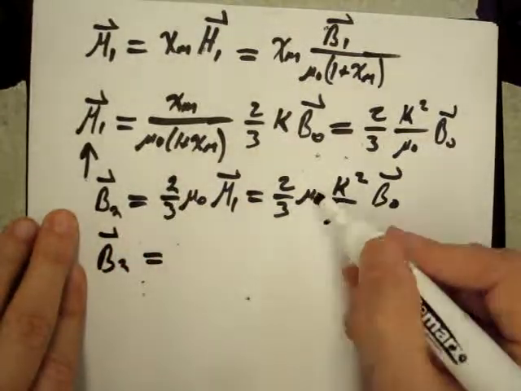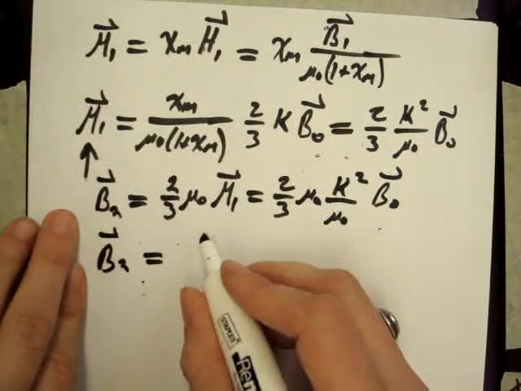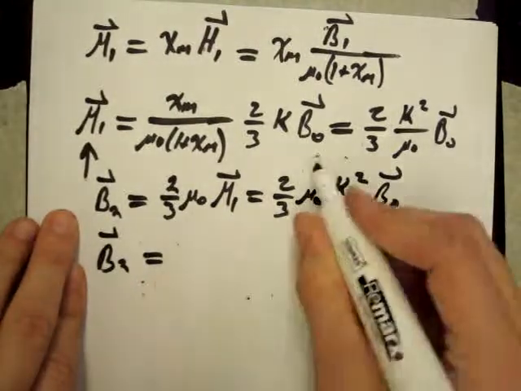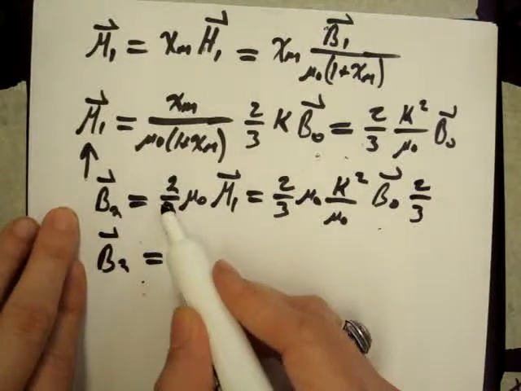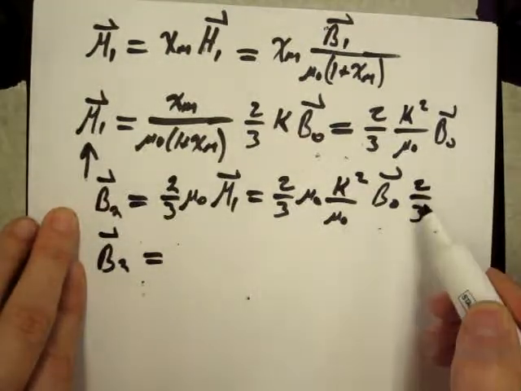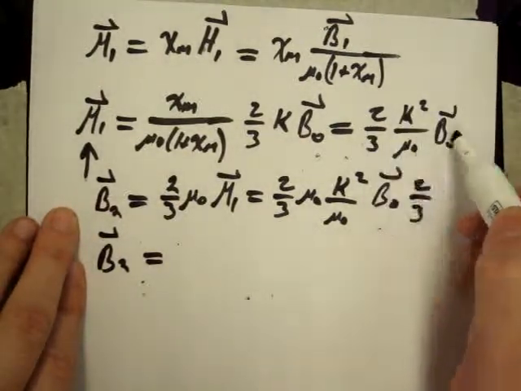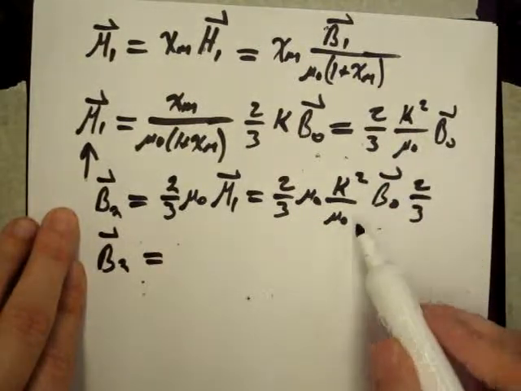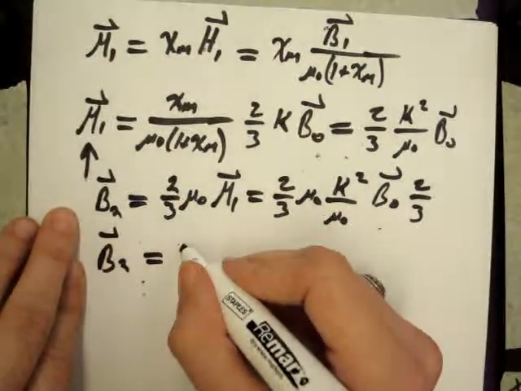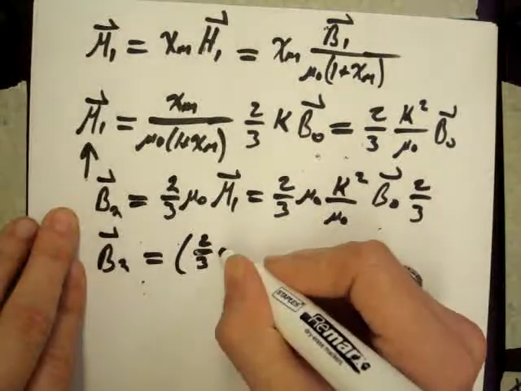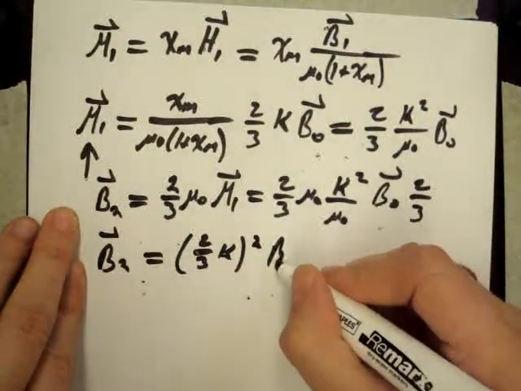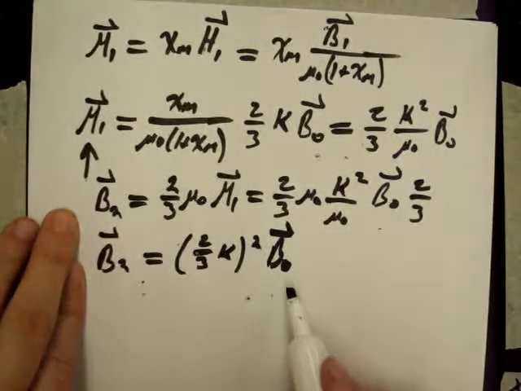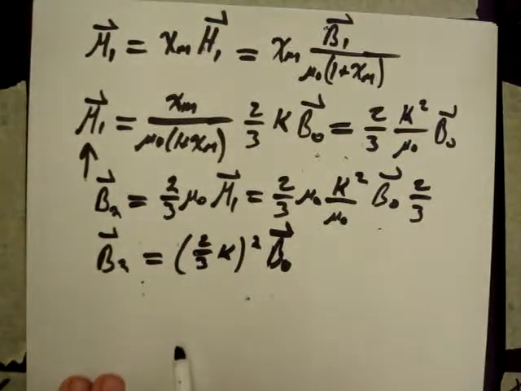Simplifying things a little bit, we lose a factor of mu naught. I'm missing a factor of 2/3. So this 2/3 comes out of the equation. This 2/3 comes out of the 2/3 contained in B1. So we'll get 2/3 K squared here, and the mu naughts cancel, times the initial magnetic field.